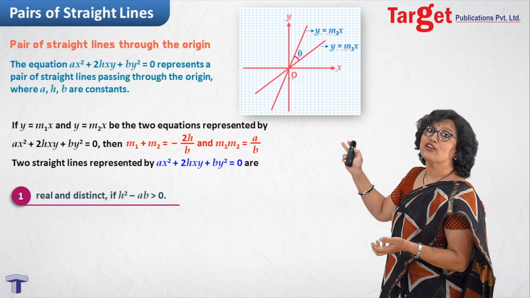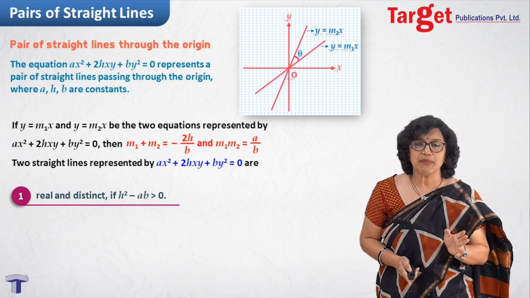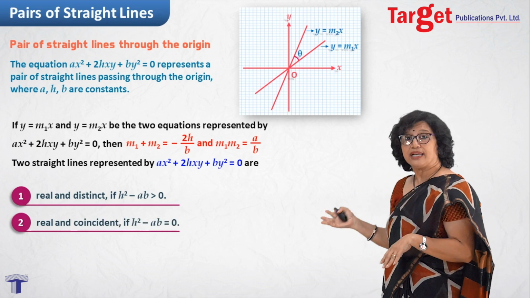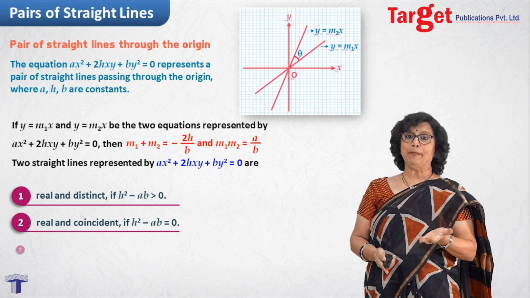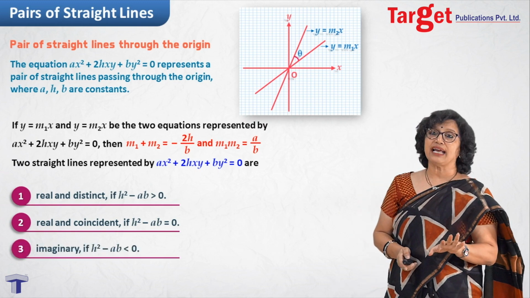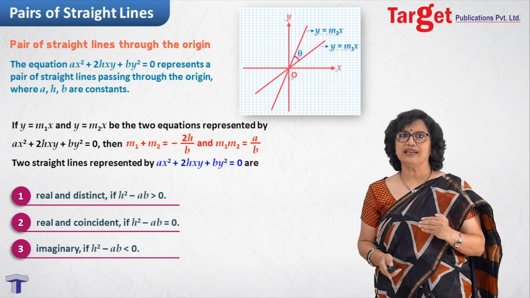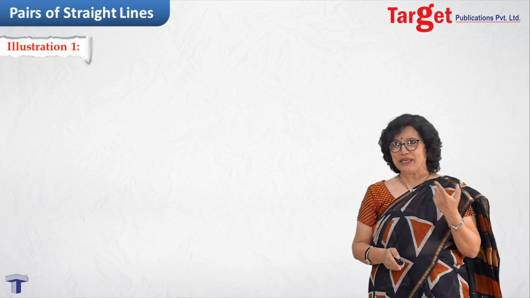And the discriminant actually has in it h square minus ab, correct? So h square minus ab greater than 0 for real and distinct lines. For real and coincident lines, this goes without saying, h square must be equal to ab. And for imaginary lines, we expect h square minus ab to be less than 0. I don't think any explanation is required here.